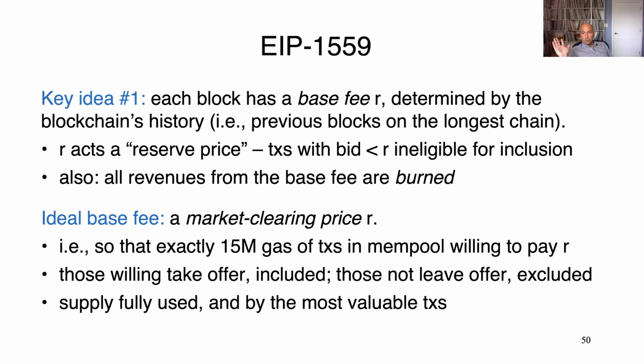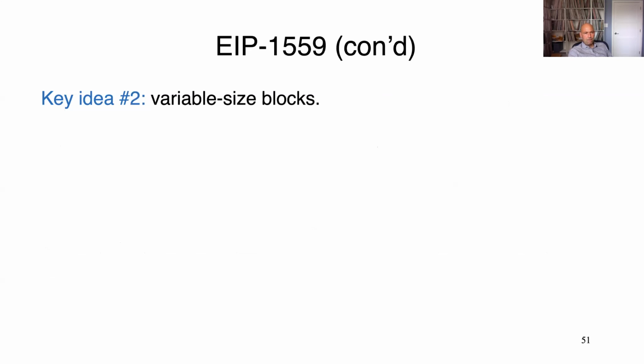Okay? There's no way at the moment to distinguish, to understand when you should be increasing the base fee, because you need to know how many excluded transactions there were and what they were willing to pay, which again is not on-chain information. So this leads directly into key idea number two, variable size blocks.